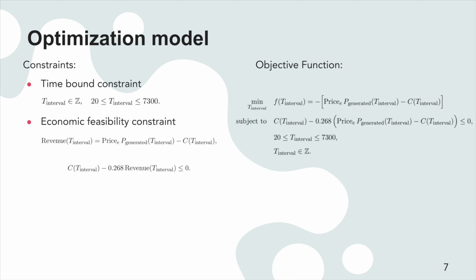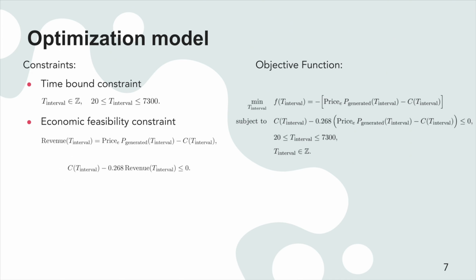Hello, my name is Jie. For the constraint, the maintenance interval must be longer than 20 days but shorter than 7,300 days, equivalent to 20 years. To ensure economic feasibility, we impose a cost constraint. The total cost should not exceed 26.8% of total revenue. This threshold is based on the findings from previous studies.